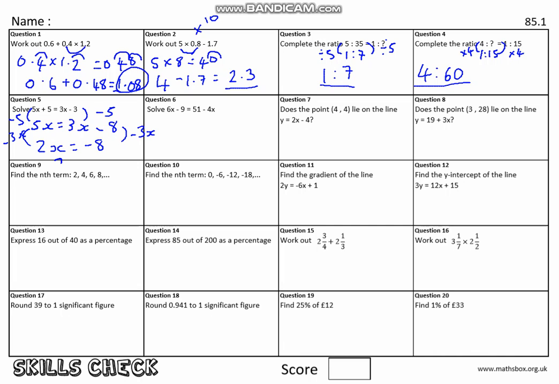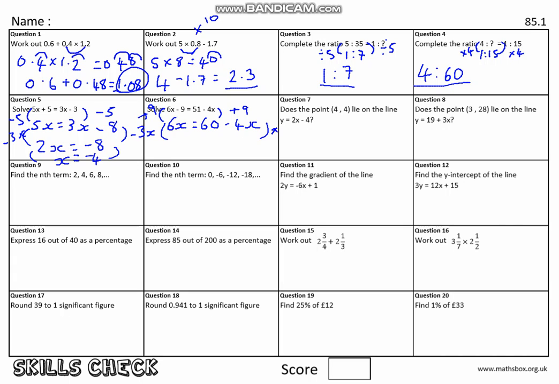Oh dear, I've got 2 x's. I only want 1, so I'm going to have to divide by 2. So x equals minus 4. Okay, up next then. So again, we've got x's on both sides. So I think we're going to get rid of this minus 9. So let's get rid of the minus 9. So let's add 9 to both sides, leaving me with 6x on this side equals 51 plus the 9 is 60 minus 4x. Okay, now I want to get rid of this minus 4x.